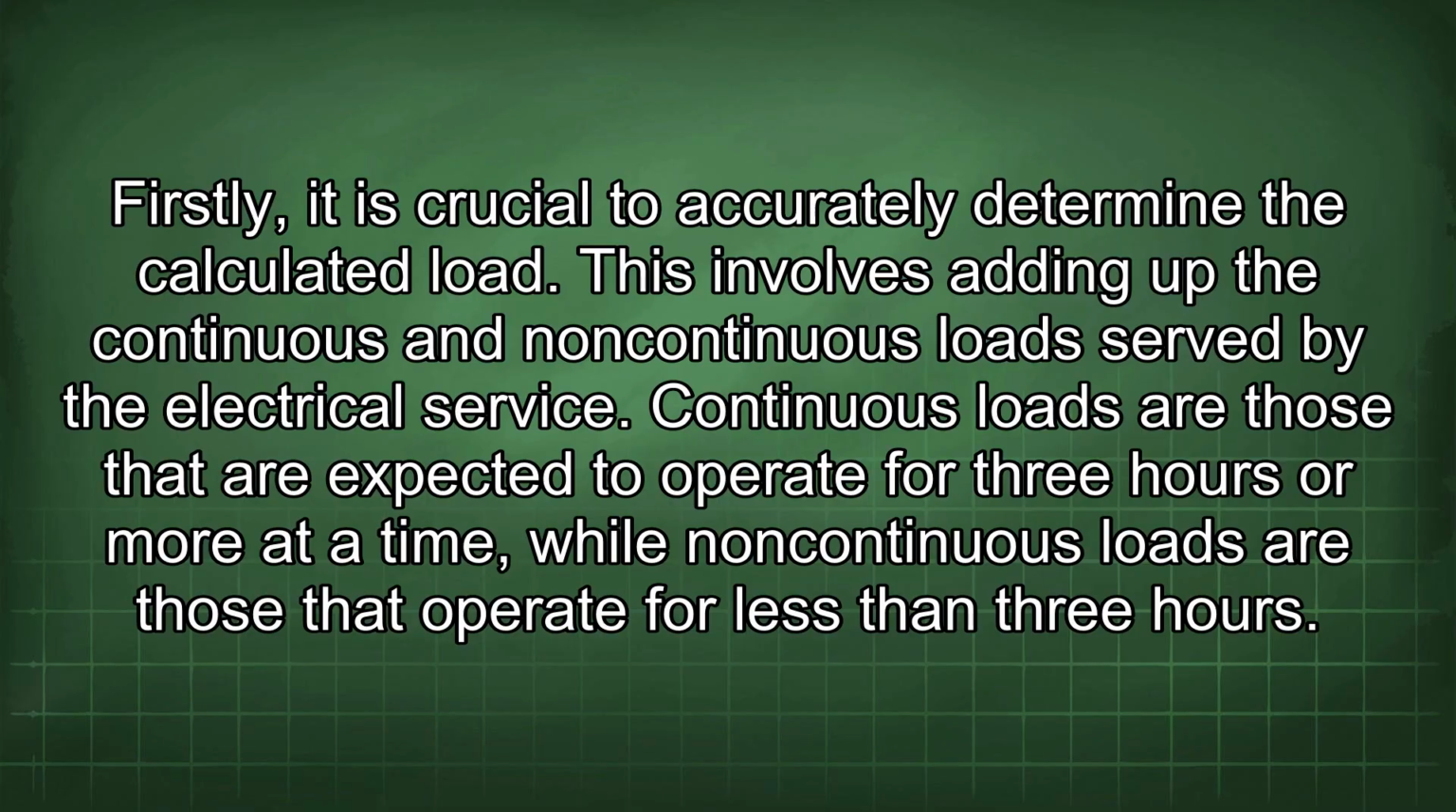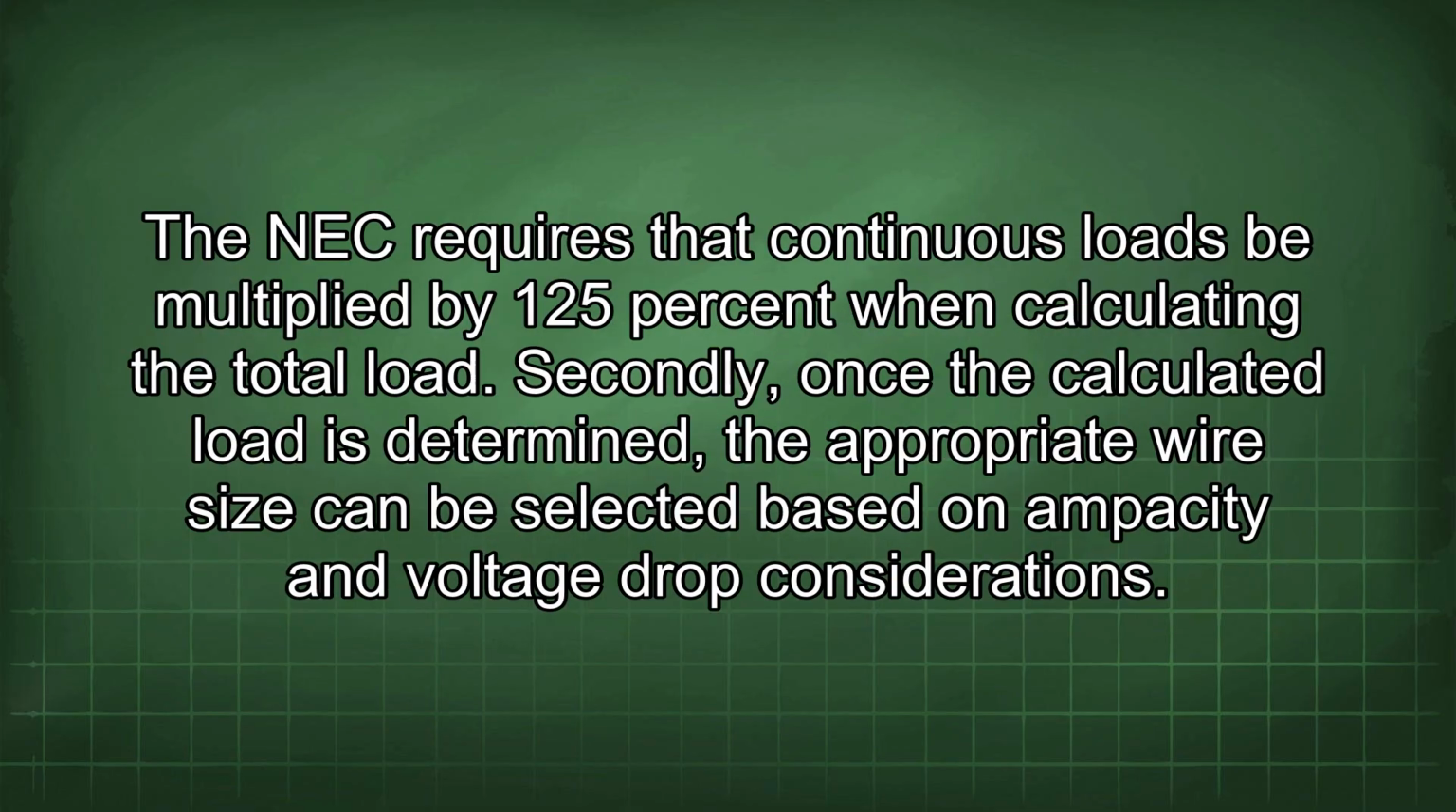Firstly, it is crucial to accurately determine the calculated load. This involves adding up the continuous and non-continuous loads served by the electrical service. Continuous loads are those that are expected to operate for 3 hours or more at a time, while non-continuous loads are those that operate for less than 3 hours. The NEC requires that continuous loads be multiplied by 125% when calculating the total load.